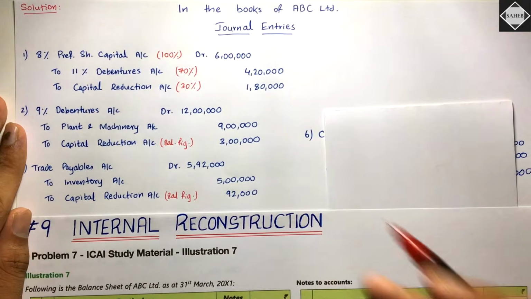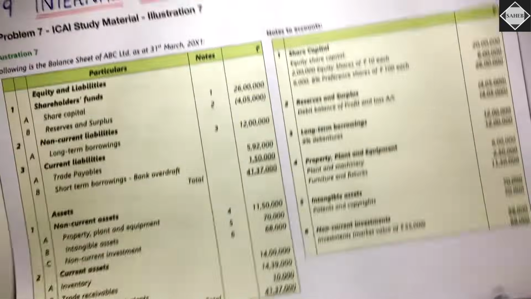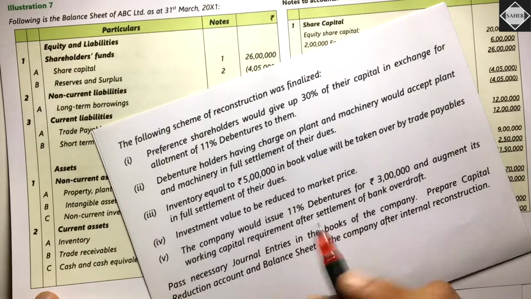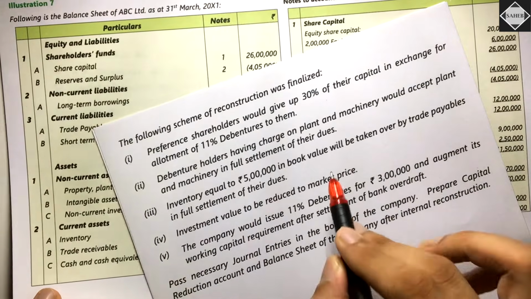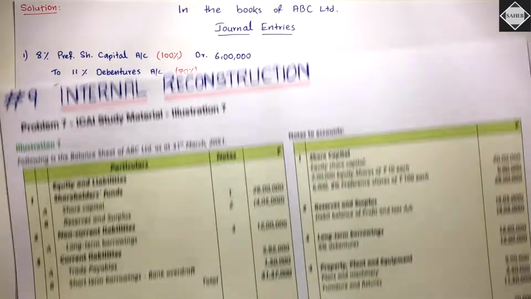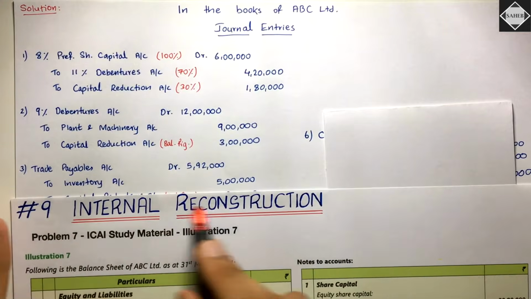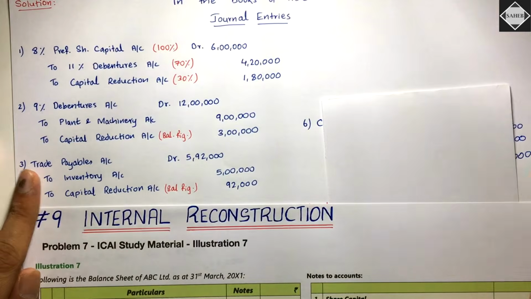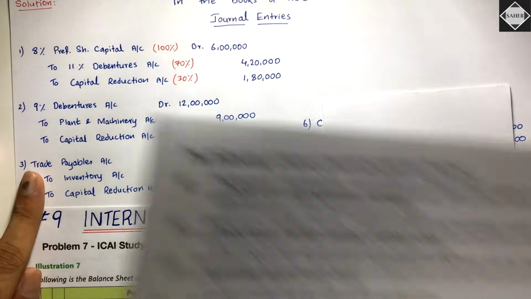By 5 lakh. Actually in the balance sheet inventory is more, inventory is 14 lakh, but the question has specified inventory equal to 5 lakh in book value they have taken over. Is it clear? To inventory 5 lakhs. So what's the difference? That will go to capital reduction. Really simple and straightforward. Moving on then to the next adjustment.